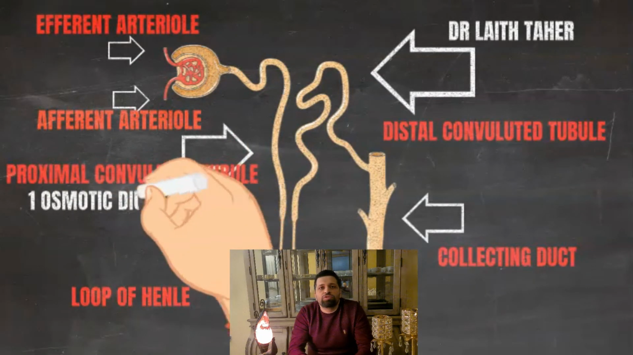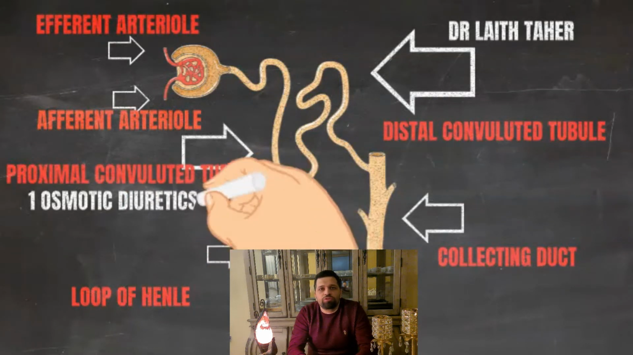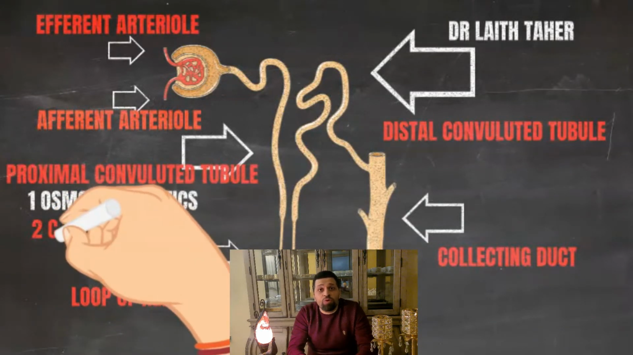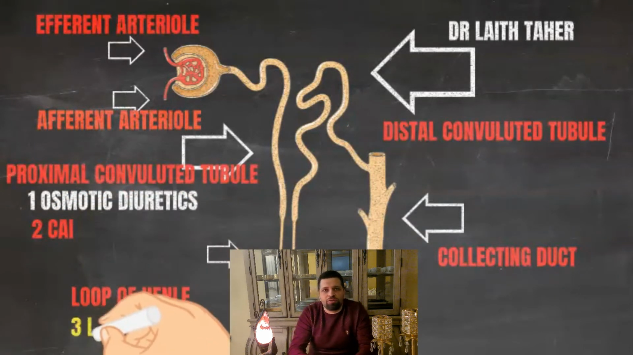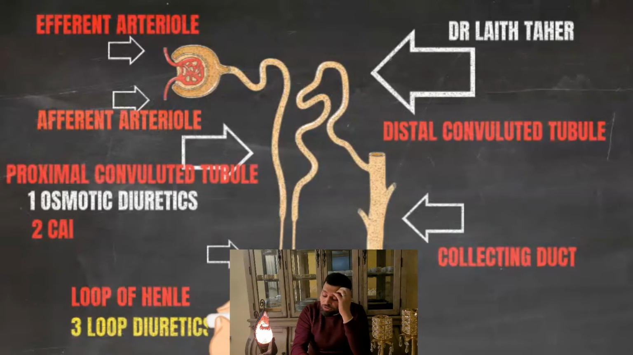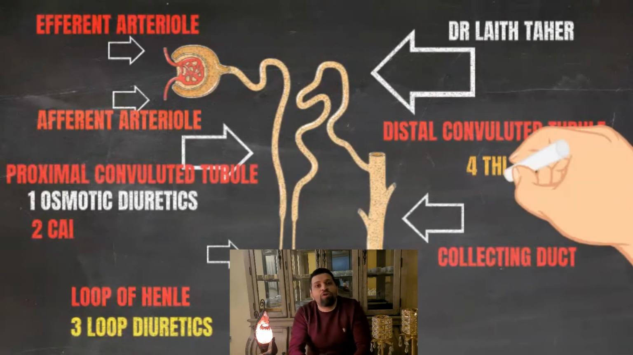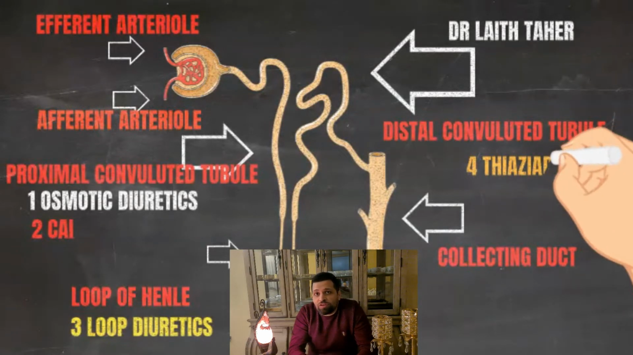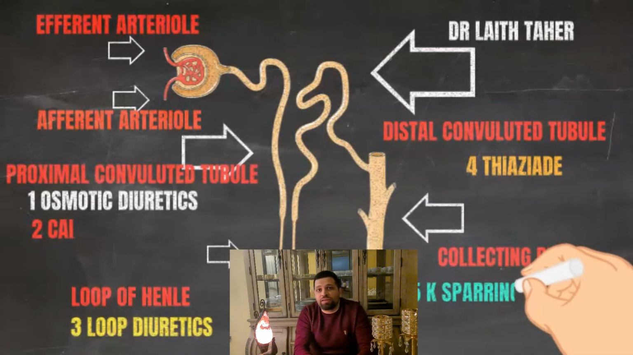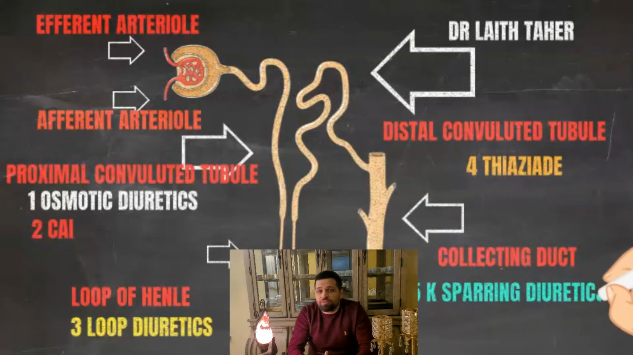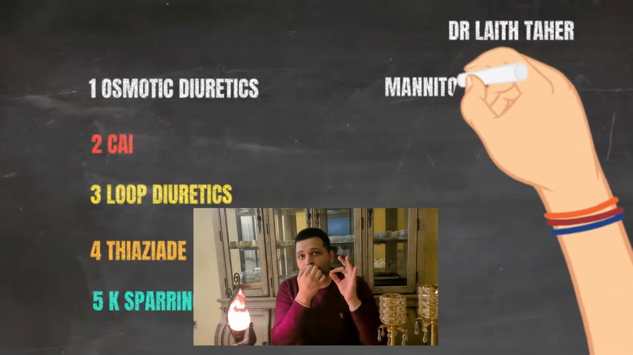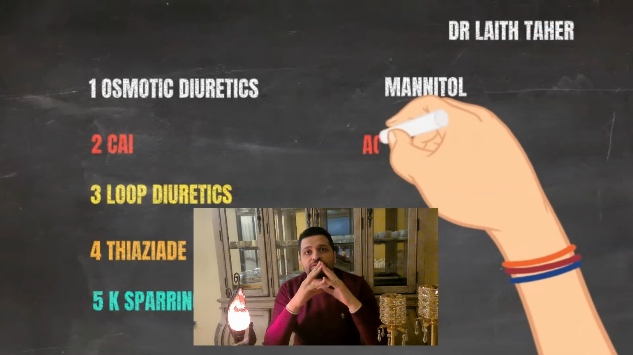The first one, the osmotic diuretic, works on the proximal convoluted tubule. The second one, the carbonic anhydrase inhibitor, works on the proximal convoluted tubule and the glomerulus. The third one, the loop diuretics, I think from the name it's obvious that it works on the loop of Henle. The fourth one, the thiazide diuretic, works on the distal convoluted tubule. And the last one, the potassium-sparing diuretic, works mainly on the distal part of the distal convoluted tubule and the collecting duct. You should memorize them in this order, from the proximal part of the nephron to the distal part.